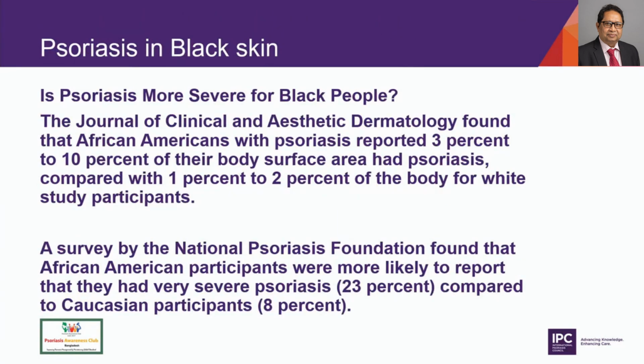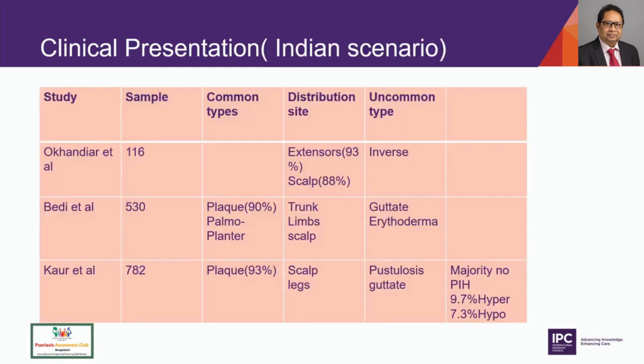So is psoriasis more severe in black people? Definitely yes. In black people, the psoriasis body surface area involved is more than in the white population. What about the Indian scenario? There are some studies I found, and the common types are plaque type and palmoplantar type, with distribution usually on the scalp, trunk, and limbs. The uncommon varieties are inverse, guttate, erythroderma, and pustular psoriasis.